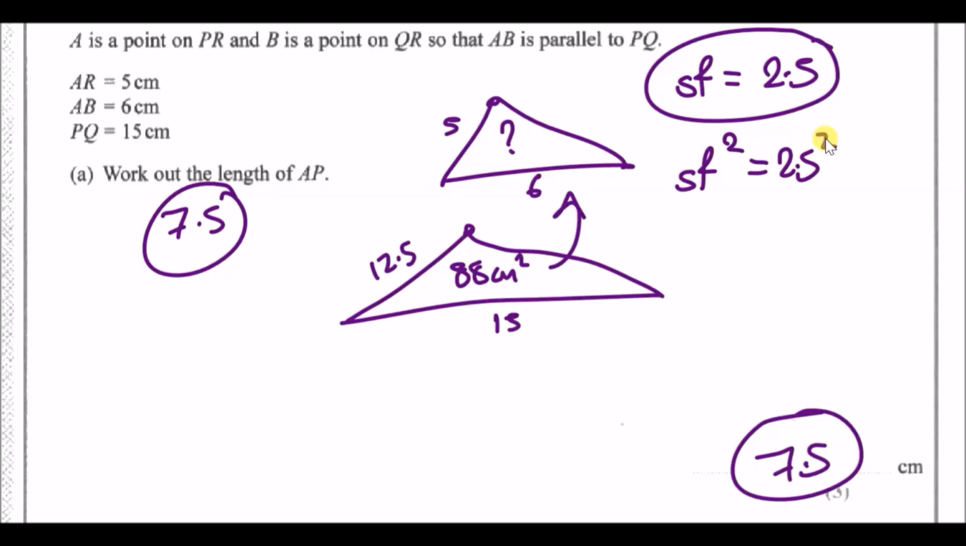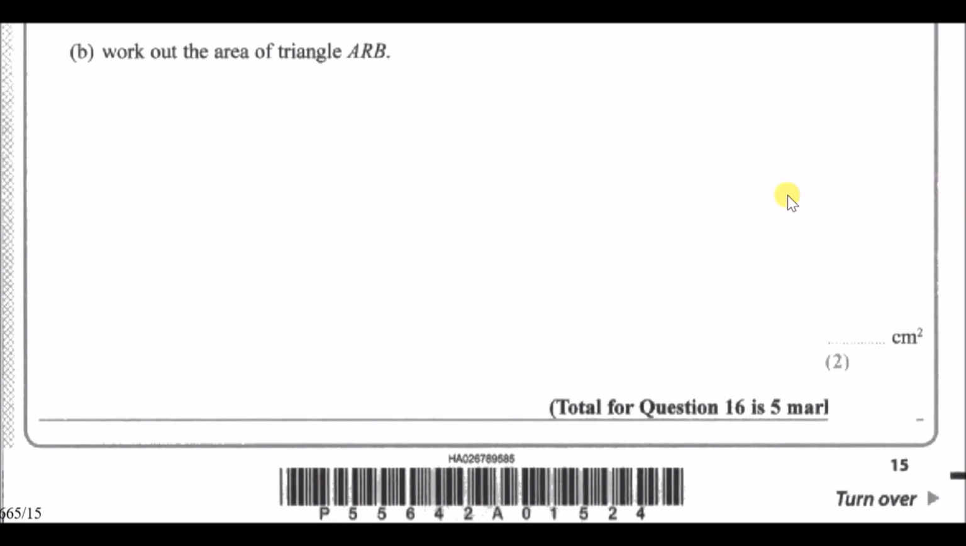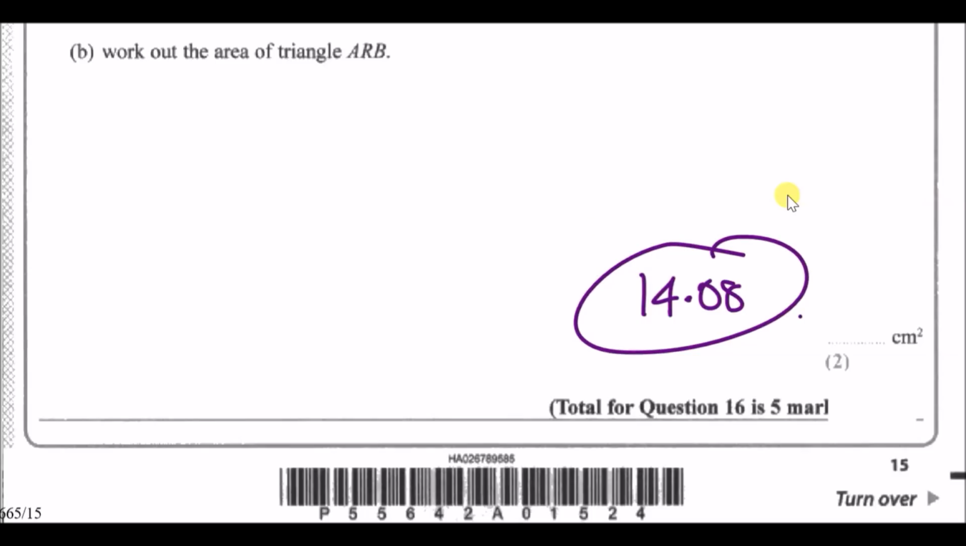If you had volumes as well, it would be scale factor cubed, which would be 2.5 cubed. So in your calculator, you're going to put 88 divided by 2.5 cubed. And when you do that, you should get a full answer of, let's see, 14.08. And yeah, that's it.